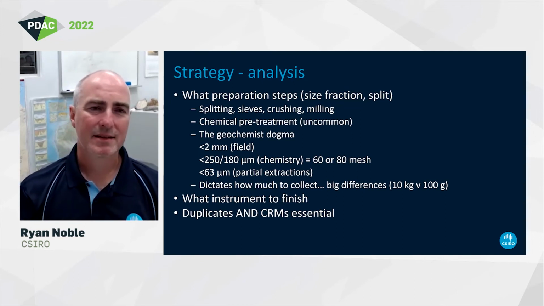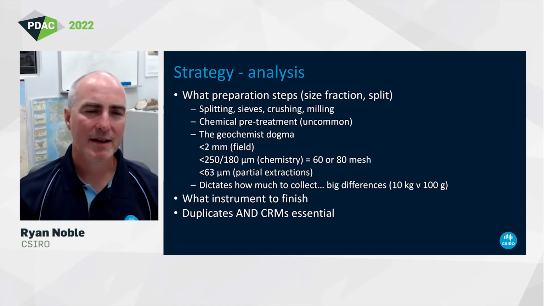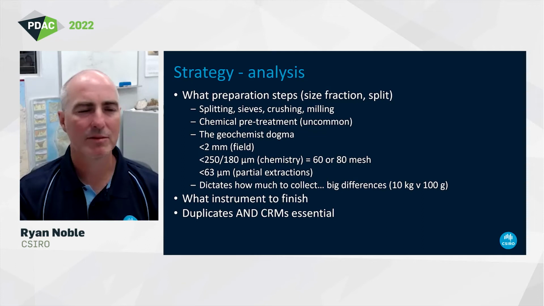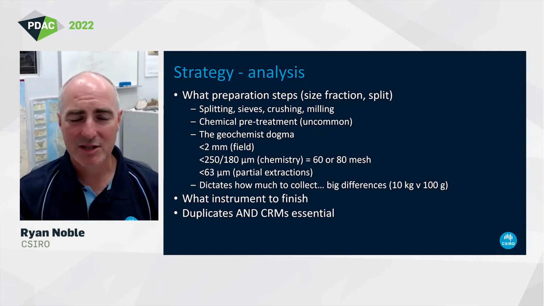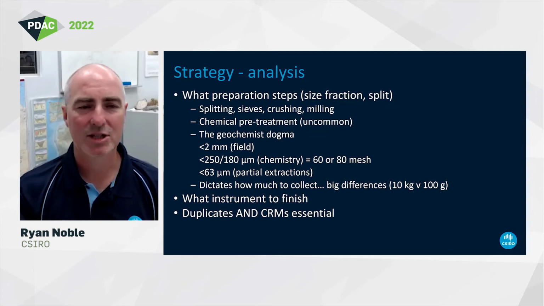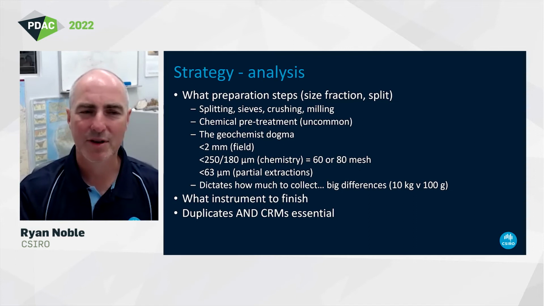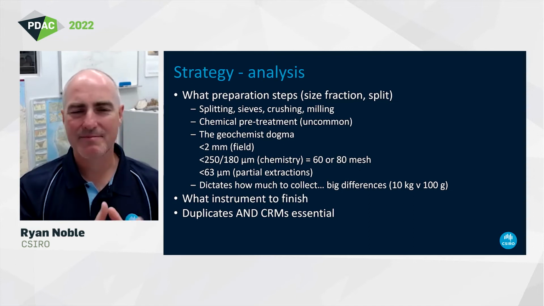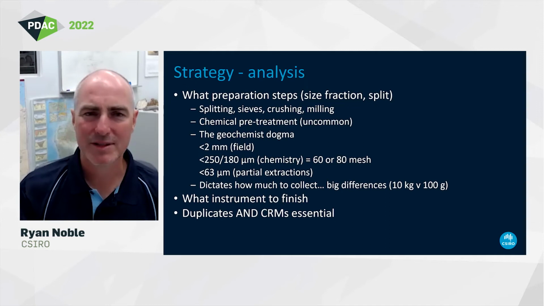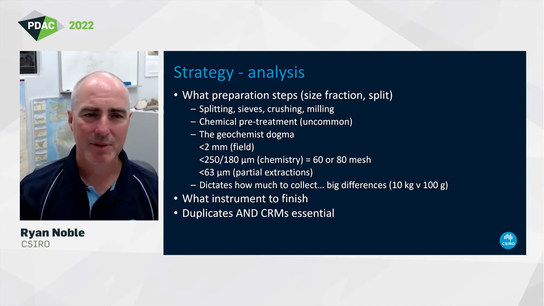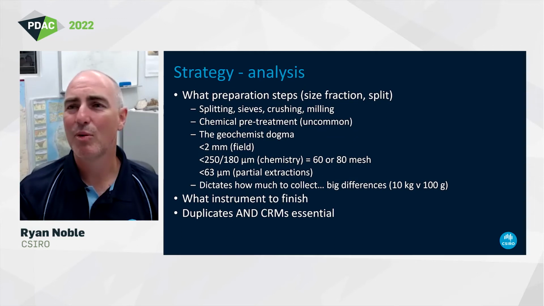And then there's the geochemist dogma about particle size and whether you should sieve to 2 millimeters in the field. You use a 60 or 80 mesh for your chemistry. If you're doing partial extractions, you might use a smaller particle size. That's just become almost a standard, and I would say we don't often question that. There's places where coarser fractions would be better. There's places where there's no point sieving in the field.